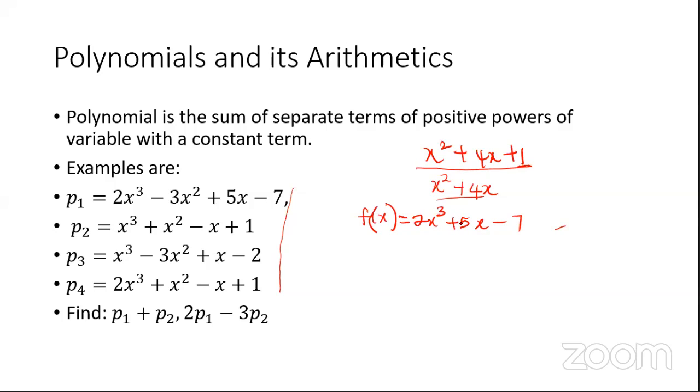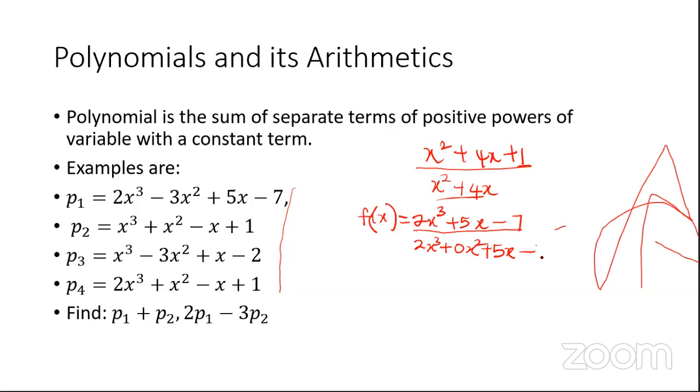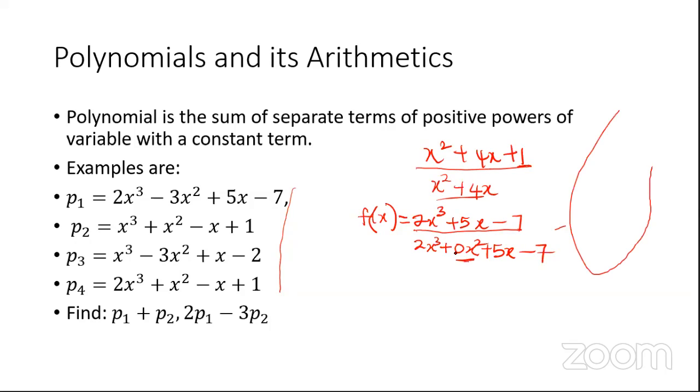So it is possible that any of those terms may be missing. It's not as if it's missing, but it's just because the value of the coefficient is 0. So this one that I have here, I may rewrite it as 2x raised to the power 3 plus 0x squared plus 5x minus 7. Meaning that the coefficient of x squared is 0. So it could also be like that. So those are some of the things that you also need to know about.